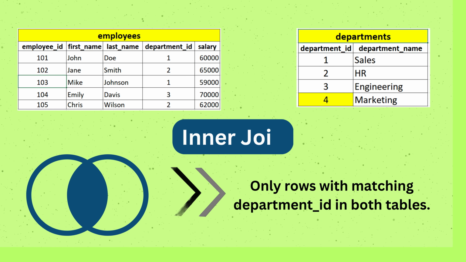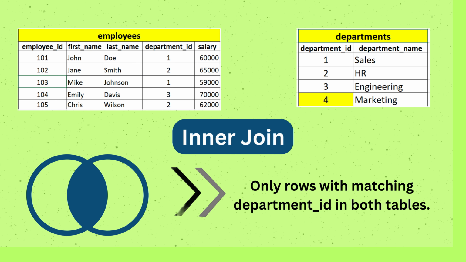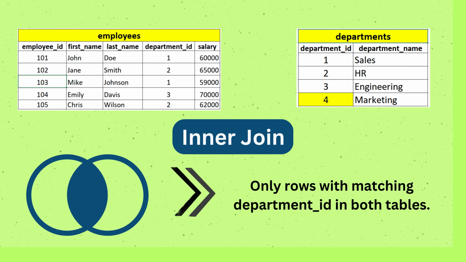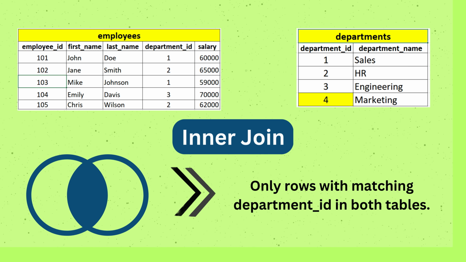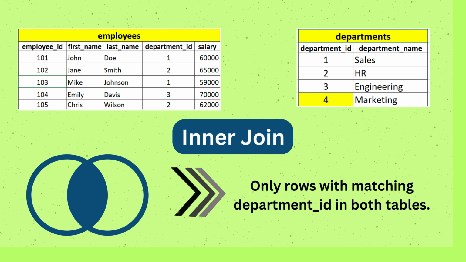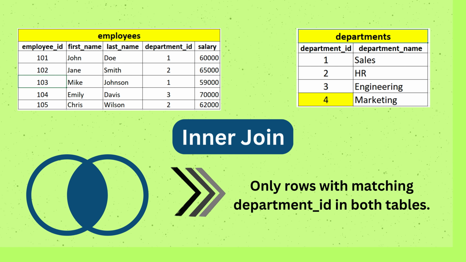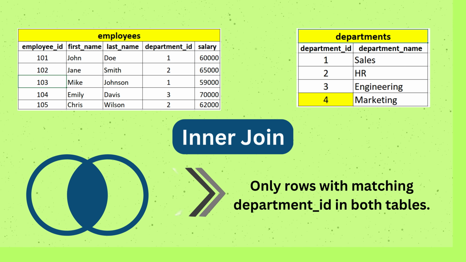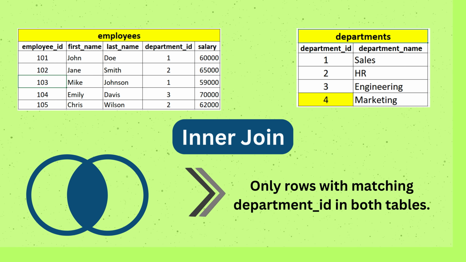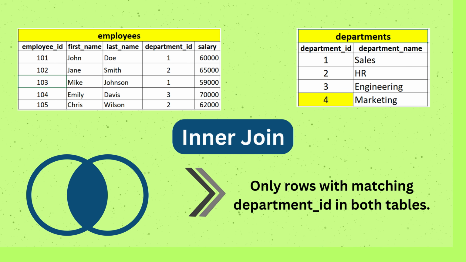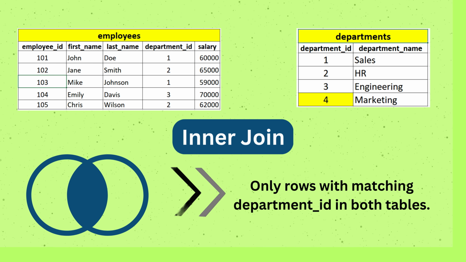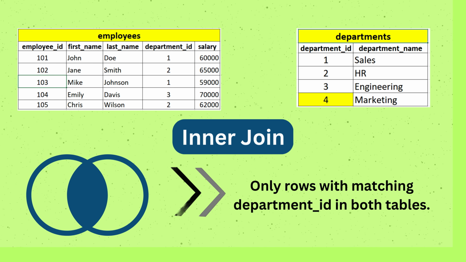An inner join returns only the rows where there is a match in both the tables. Here we can see that while performing inner joins, pandas only keeps the rows where the values of department ID exist in both the tables. Any employee that doesn't have a department ID in the other table is excluded. Similarly, any department that doesn't have employees will also be excluded.